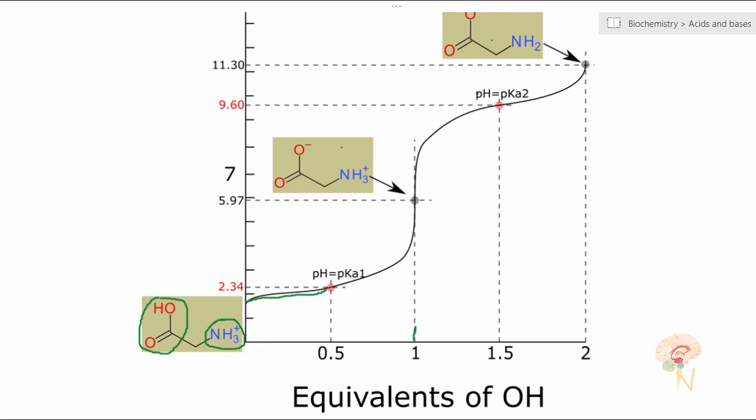And now, since glycine behaves as a diprotic acid, it has two buffering regions. This is the first pKa and the second pKa. If it had three pKa's, it would have an additional buffering region, which is represented by an additional repetition of this part, like this.